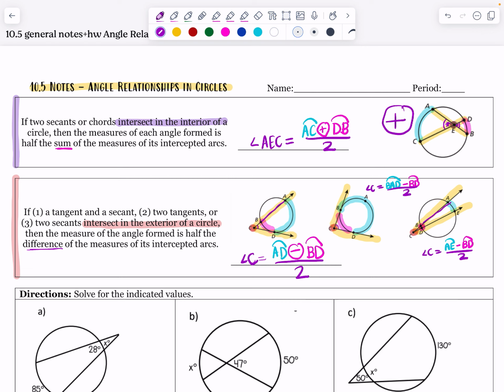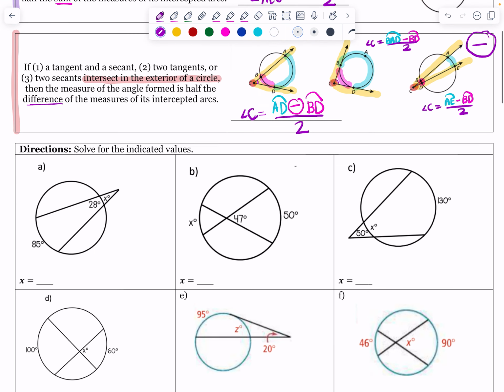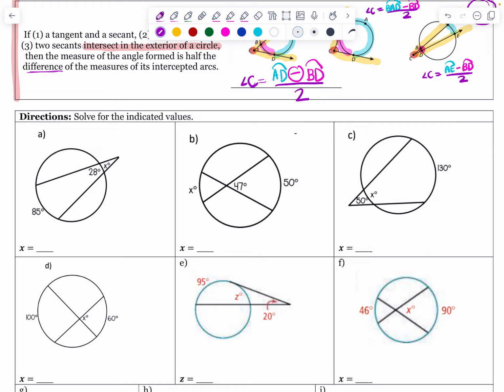So like B to A looks like a minus symbol to me. So we're going to add the interiors together that intersect to find those angles. We're going to subtract, we're going to find the difference, whenever they intersect on the outside of a circle. Okay, so we might jump around a little bit on a few of these problems, but these are just some practice problems to practice these ideas.